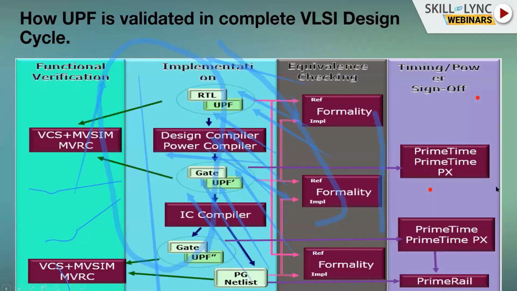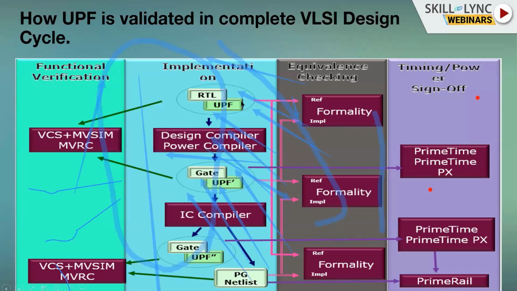Okay, and coming to the real things, how do we validate what we have created in the UPF as of now? There are different steps in that: functional verification, implementation and equivalence checking, and timing and power sign-off. First, you have your RTL and UPF. You run different tools called VCS or MVSIM, or some tools from Cadence, to functionally verify whether everything is correct or not.